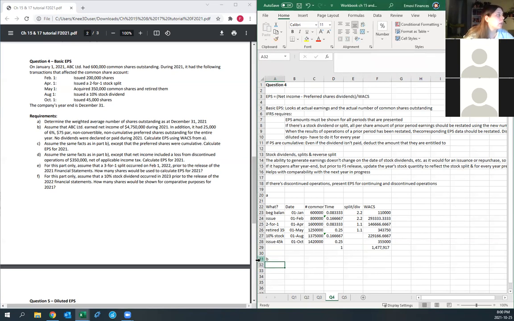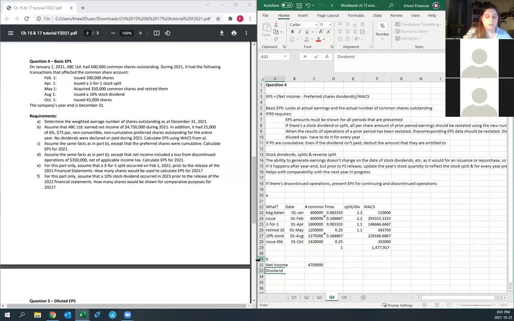For B, assume that ABC Limited earned net income of $4.75 million during 2021. So net income, 4.75 million. In addition, it had 25,000 of 6% $75 par non-convertible, non-cumulative preferred shares outstanding for the entire year. That's a mouthful. And no dividends were declared or paid during 2021. Calculate EPS using the weighted average common shares from A.